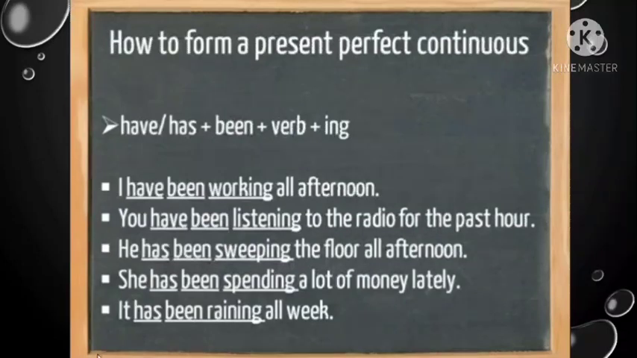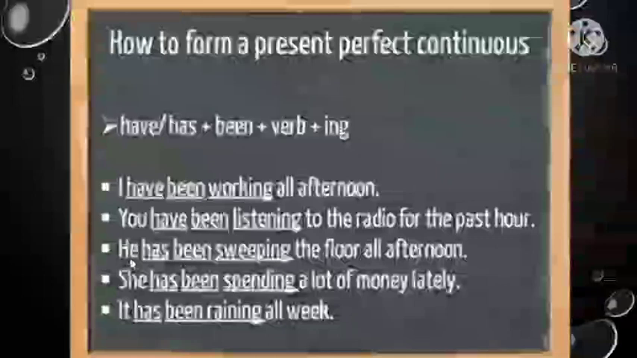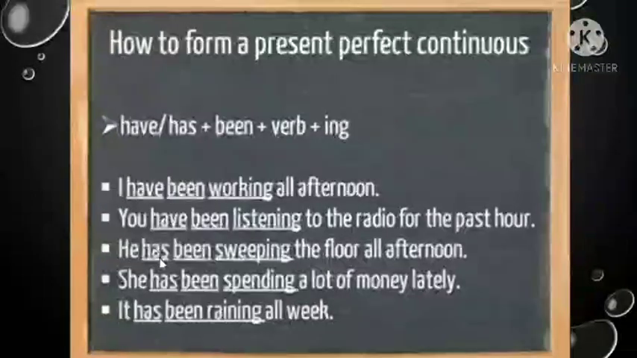Next, he has been sweeping the floor all afternoon. Here the subject is singular, he. And so we have used has with the singular subject. He has been sweeping. So you see the structure is the same. Subject, helping verb, been and ing form of the verb. He has been sweeping the floor all afternoon.